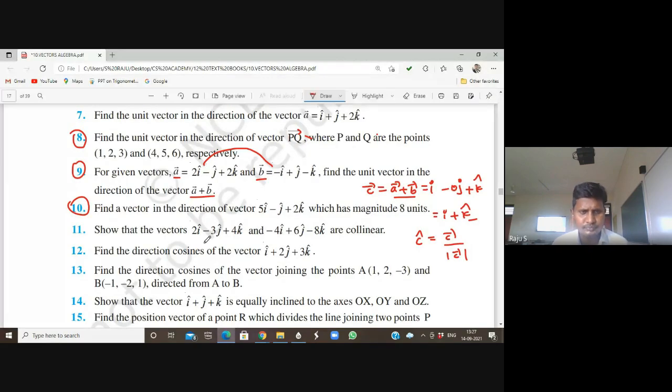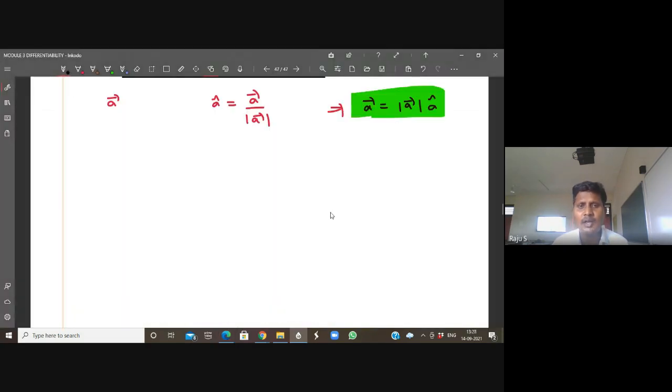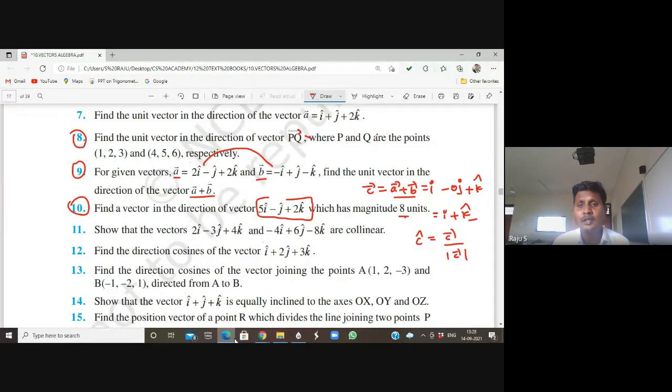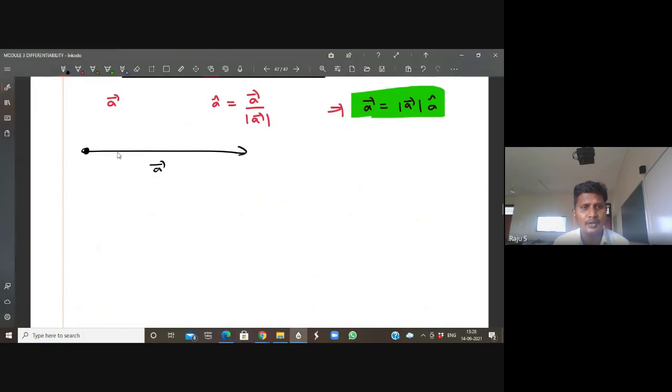Now coming to this question, find the vector in the direction of this given vector which has a magnitude of 8 units. What shall we do, students? Already they have given a vector. Let us take this as vector A. Along this vector, in the question they are asking for magnitude 8 units. I want to take from the initial point to here, 8 units. This overall total vector equation they have given in the question, but I require only from here to here, 8 units in this vector.